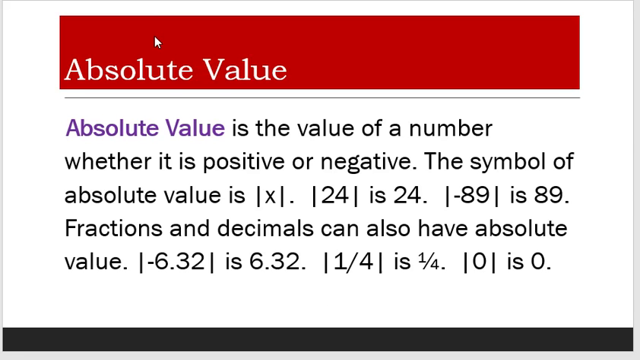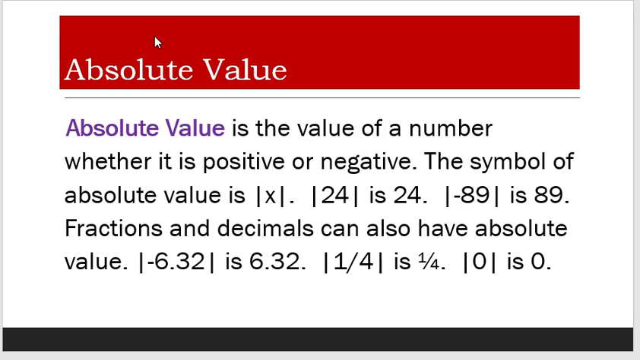Absolute value. Absolute value is the value of a number whether it is positive or negative. The symbol of absolute value is bar x bar. The absolute value of 24 is 24. The absolute value of -89 is 89.